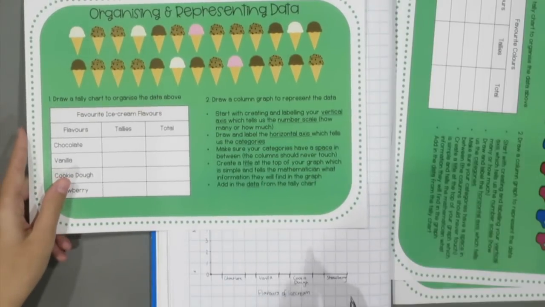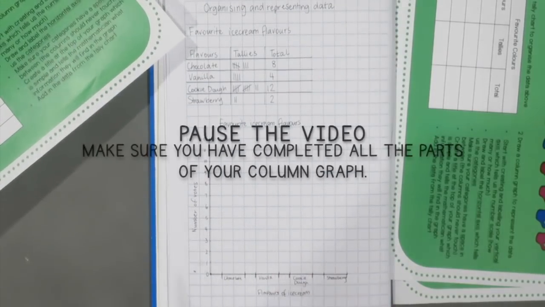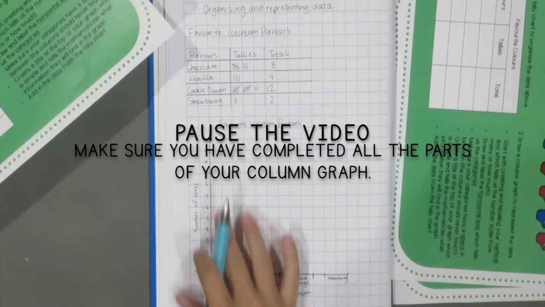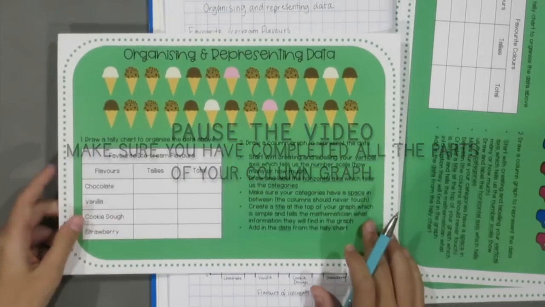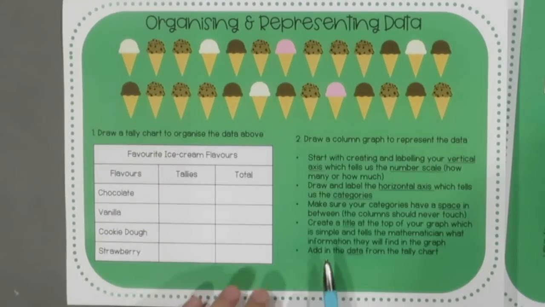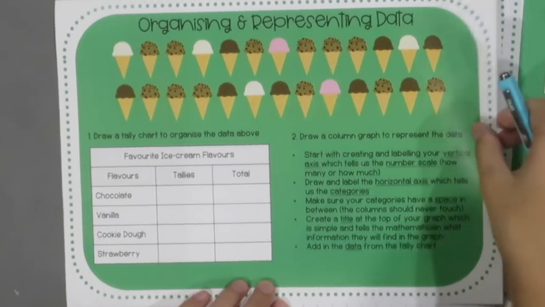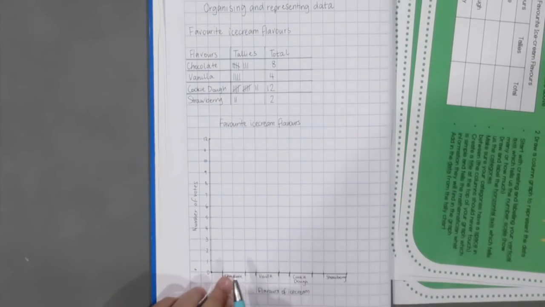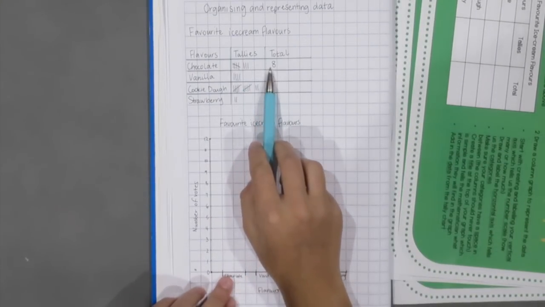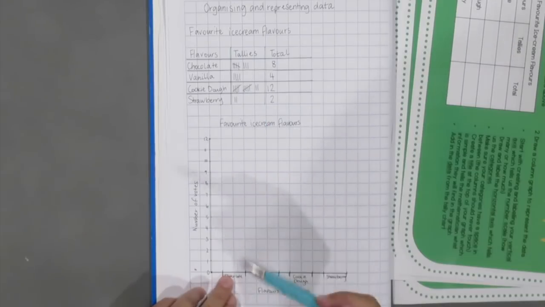Hope you're keeping up. If not, pause the video and make sure that you have finished drawing into your book your column graph. Now our final step is to add in the data from the tally chart. Okay, that's easy. So chocolate, I have to put in 8 votes.